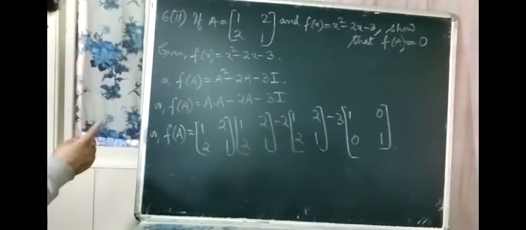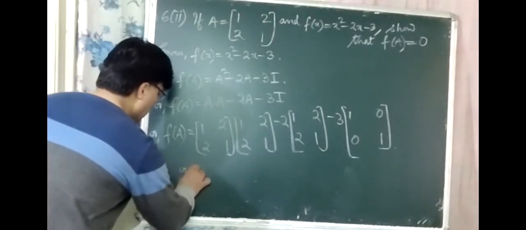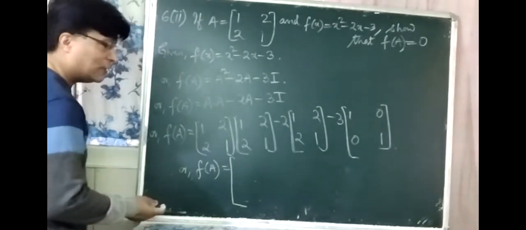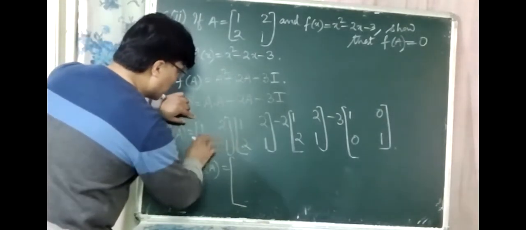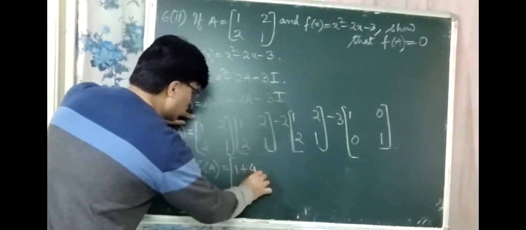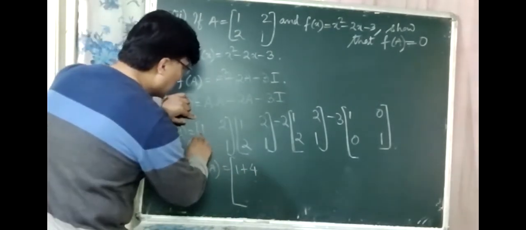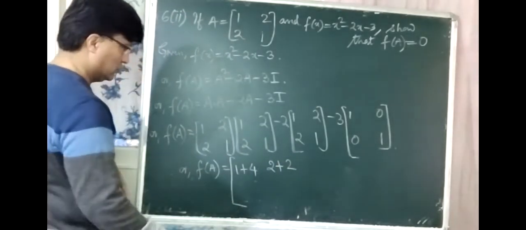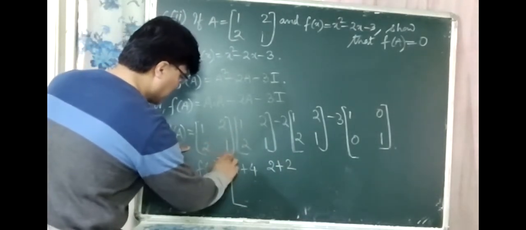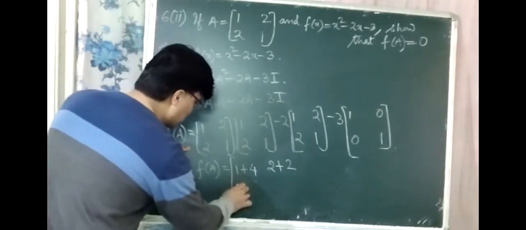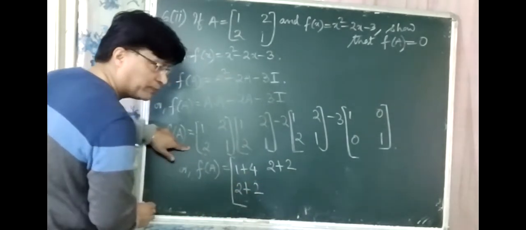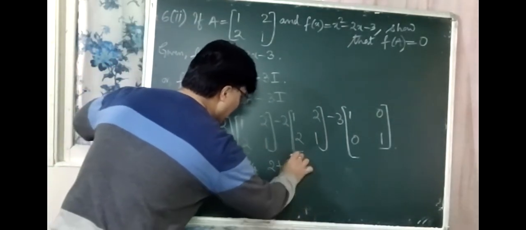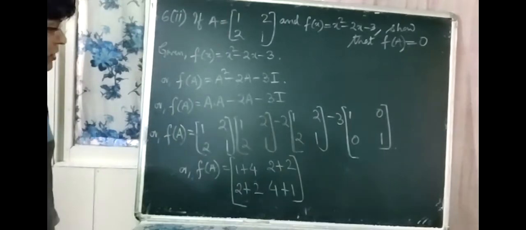So let us simplify it. Or f of A is equal, let us multiply these two matrices. Now you can multiply them easily. First row by first column, 1 1s are 1 plus 2 2s are 4, right? Again 1 2s are 2 plus 2 1s are 2. Next, second row by first column, 2 1s are 2 plus 1 2s are 2, right? Next, 2 2s are 4 plus 1. So this is the matrix multiplication.